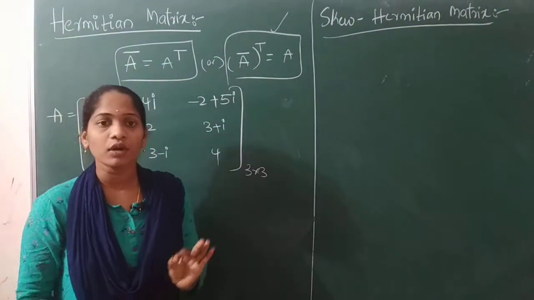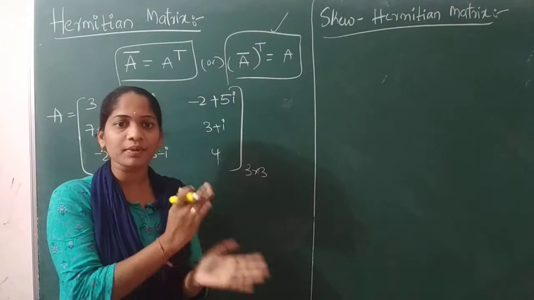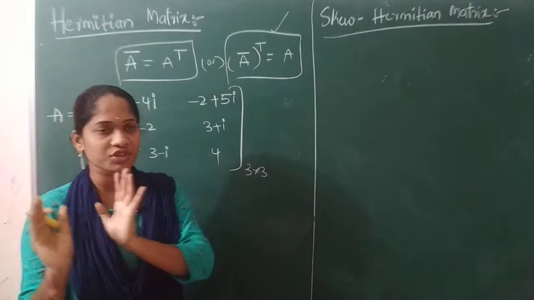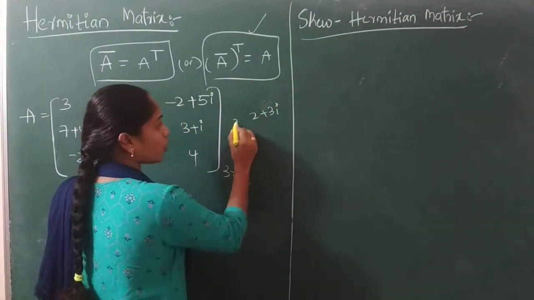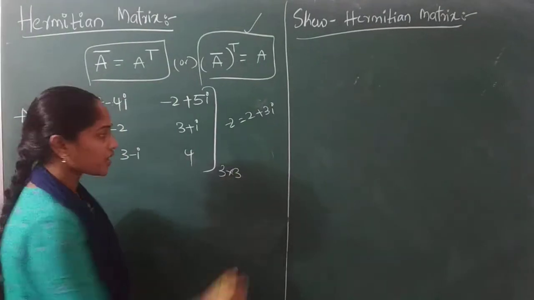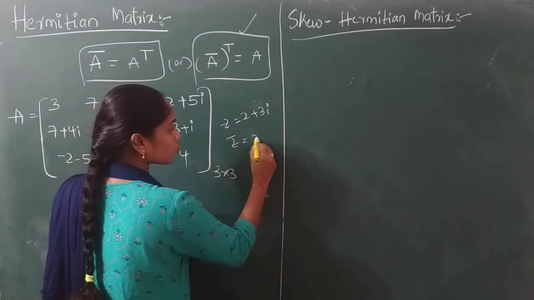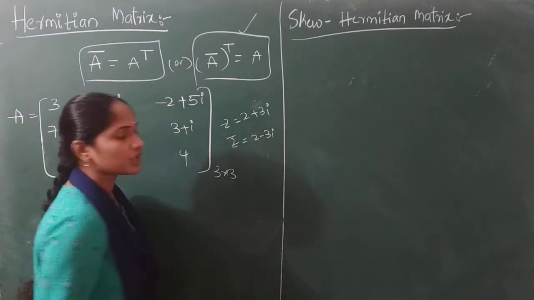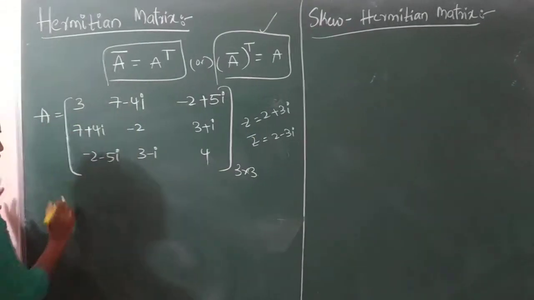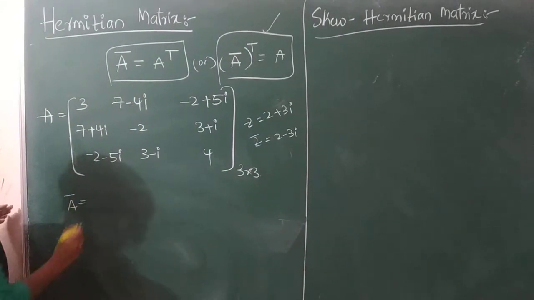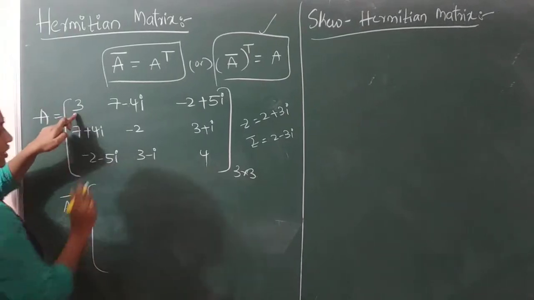Conjugate means you change the sign of the complex number. Again, if 2 plus 3i is your complex number, what is the conjugate, Z bar? It is 2 minus 3i. The sign is changed only for the imaginary part. So let's see here, now you have to find the conjugate.